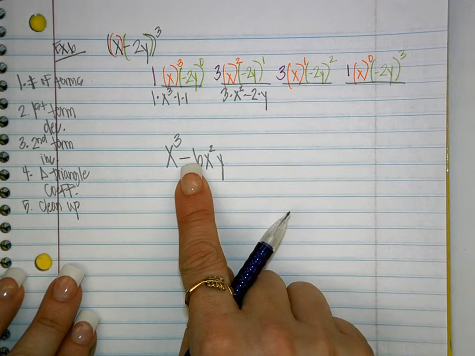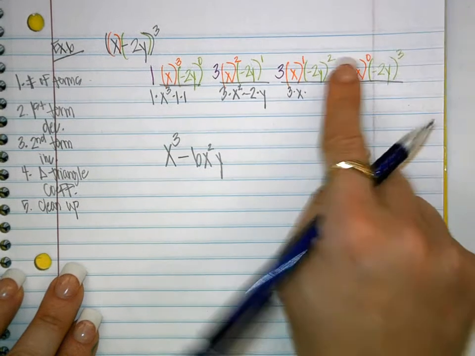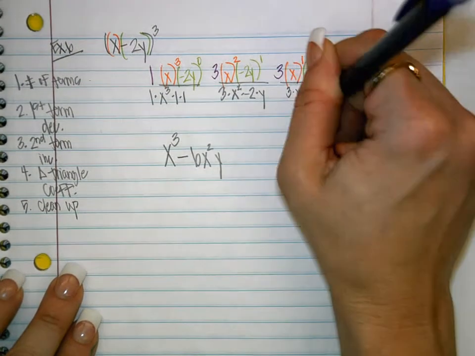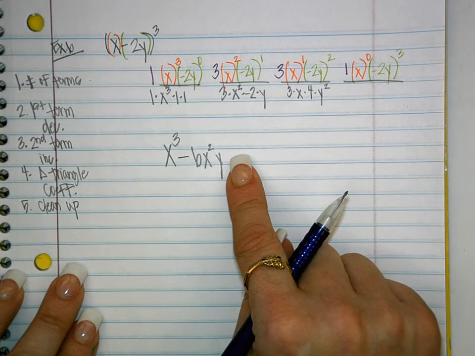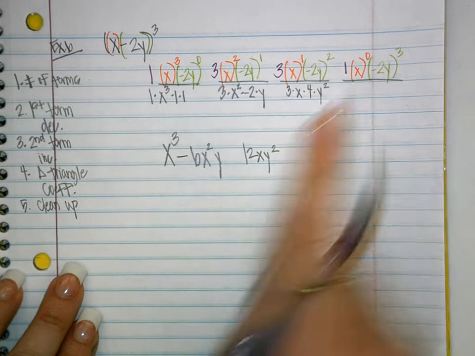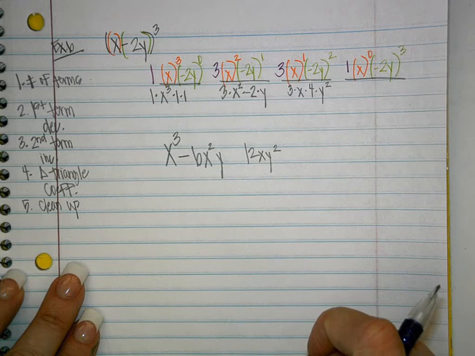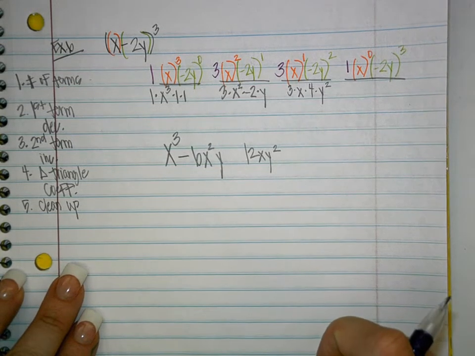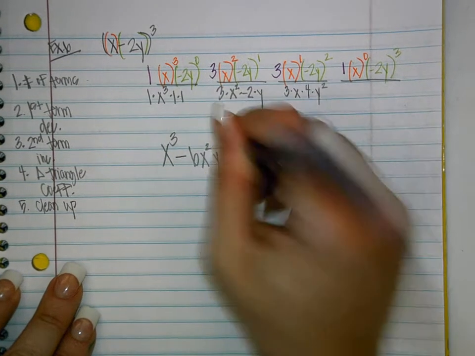Then this one is going to be 3 times x times what's negative 2 squared. Positive 4 times y squared. You multiply all that together, what do we get? 12xy squared. What is wrong with the way I wrote that right now? It doesn't look like a 12? Okay, besides my lovely handwriting, what did I forget here? A plus. Okay, if it's positive, you have to put in the plus.